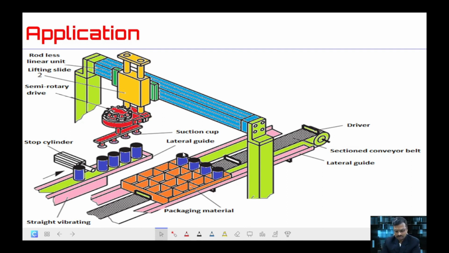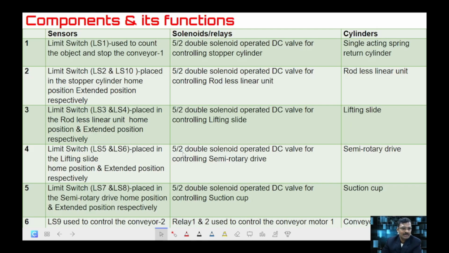Now we will see the number of sensors, where we are going to place them, and how the solenoids are actuated in sequence. These are the sensors I mentioned. The limit switch LS1 is used to count the objects and stop conveyor 1. When objects pass through LS1, a counter makes a count, and the counter decides when the stopper cylinder should come forward and stop the objects from coming further.